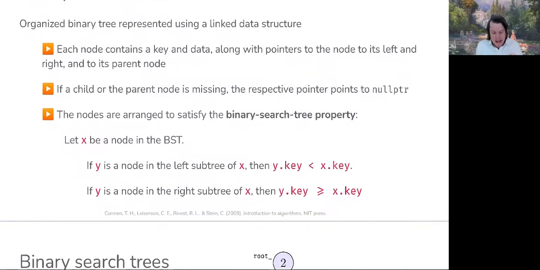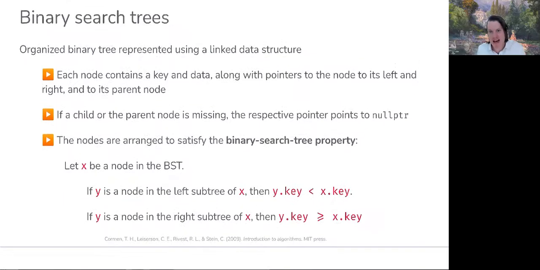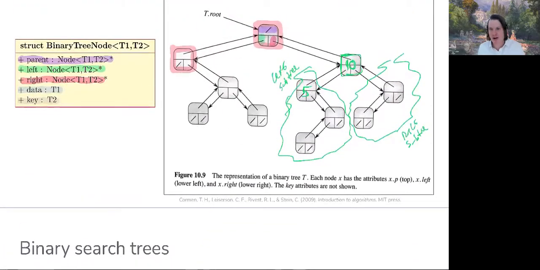Now, if y is a node in the right subtree of x, then y's key value is going to be greater than or equal to x's key value. So if we look over here, this would have to be in the right subtree. The key value of this node right here is going to have to be greater than that of its parent. So it could be something like, let's call it 15.